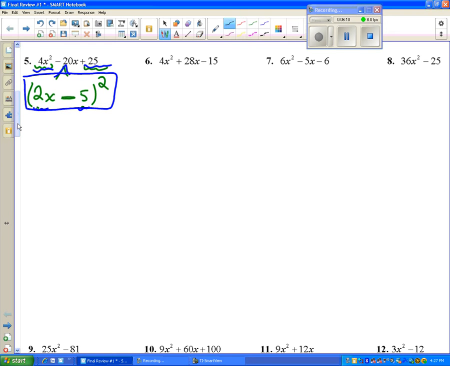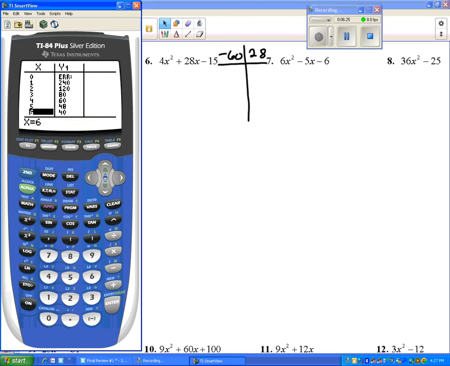I cannot do what I did on number 5. The last thing I can do is the California method. 4 times negative 15 is negative 60, and 28. What multiplies to be negative 60 and adds to be 28? Again, you can do this in your head, or you can pull up your calculator if you like.